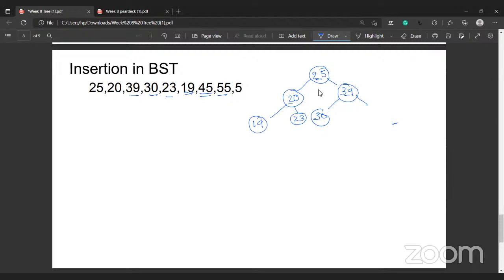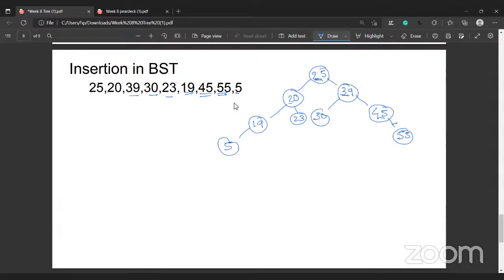Then 45. So 45 is greater than 25, greater than 39. So it will be inserted in the right side of 39. Then 55. 55 is greater than 25, greater than 39, greater than 45. So it will be inserted in the right side of 45. Then 5 is less than 25, less than 20, less than 19. So it will be inserted.